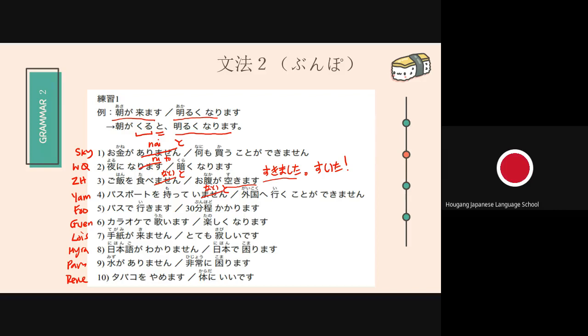Okay, next. Yeah, all you need to do is just like what I do, just change the masu to the nai plain form and add to. It works really. Okay, okay. The bus takes about 30 minutes. Go by bus, it takes about 30 minutes. Okay, good. Look at that. Oh, okay, good. Utau to. Correct. Okay, utau to. That's all.